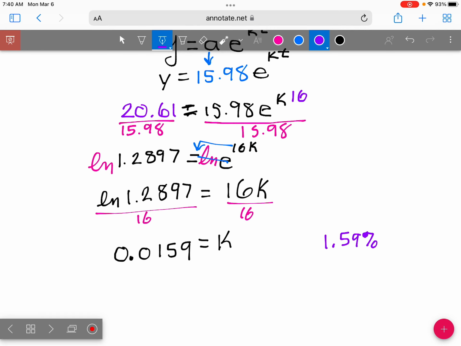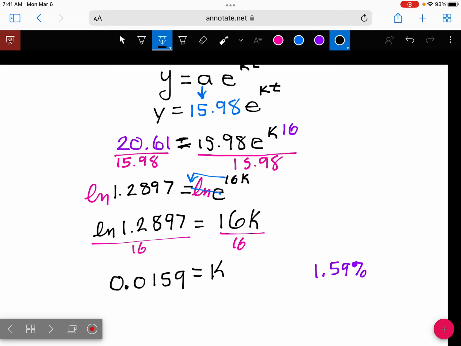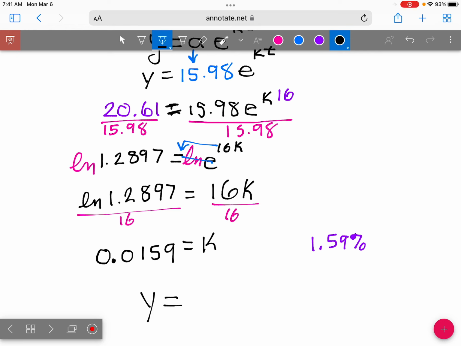All they actually asked us for is the equation down at the bottom here. So we're going to fill in the equation so I can plug things in. Meaning we're going to look at this guy. So we're going to have our y equals 15.98 e to the, here's our k value, our decimal k value, 0.0159 times t. That is our equation.